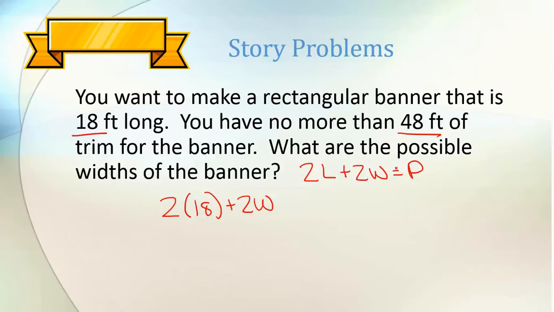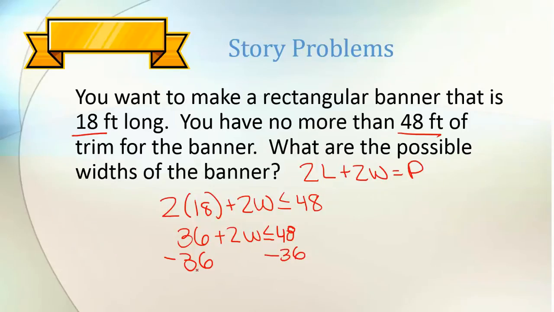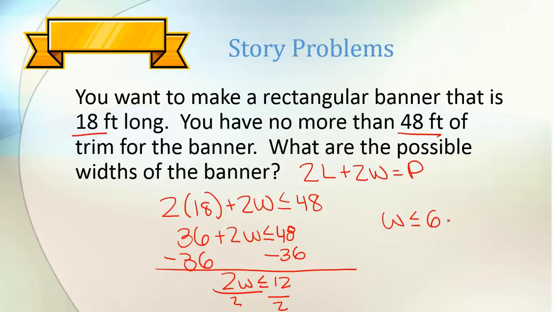Now, I have no more than 48 feet. So I can't use more than 48. So this has to be less than or equal to 48, right? Let's figure out our W. So I got 36 plus 2W is less than or equal to 48. It looks like we need to subtract 36. So we get 2W is less than or equal to 12. Let's divide by 2. W is less than or equal to 6. So my width has to be at most 6 feet to make this banner possible.